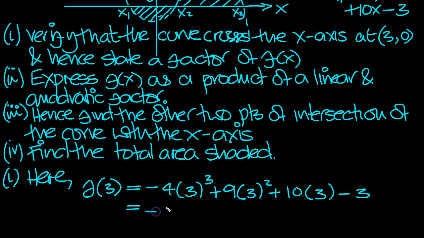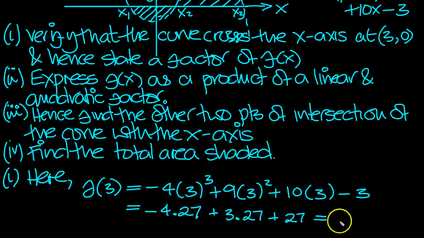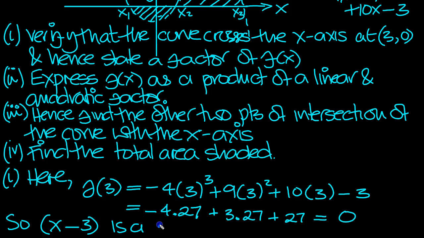27 times 4, so it's minus 4 times 27. This is 9 times 3, which is 3 lots of 27. And this is 30 minus 3, which is plus another 27, isn't it? So in a sense you've got 4 27s here. Take away 4 27s, it's going to be 0. Tap it in the calculator if you need to. So by the factor theorem then, x minus 3 is a factor of f of x. Okay, so we've done that then.